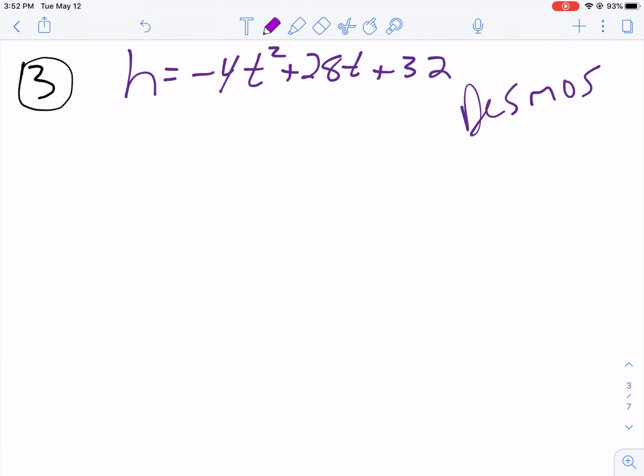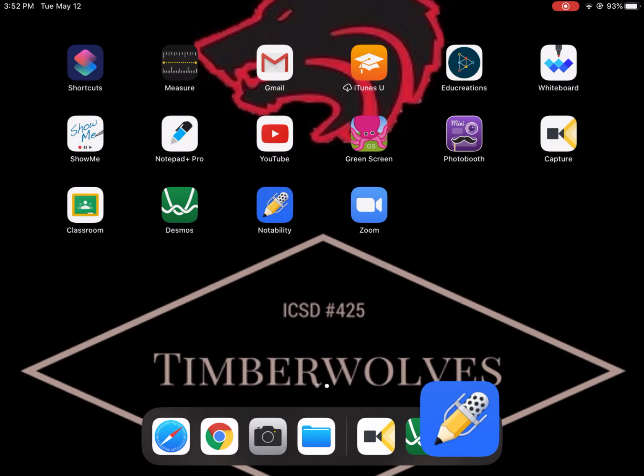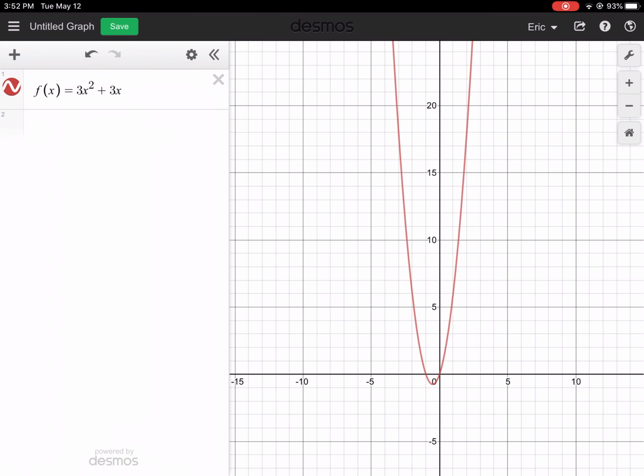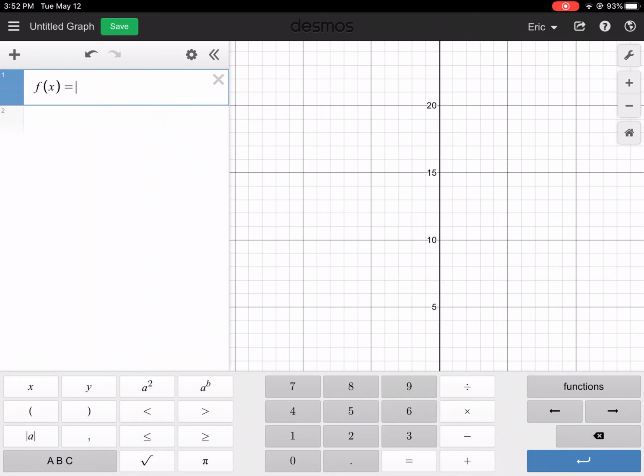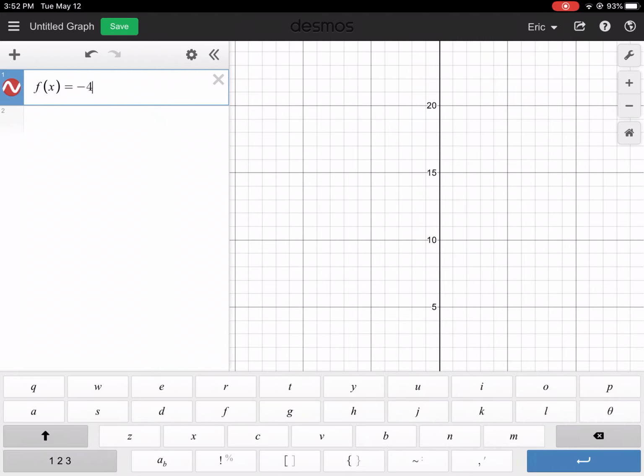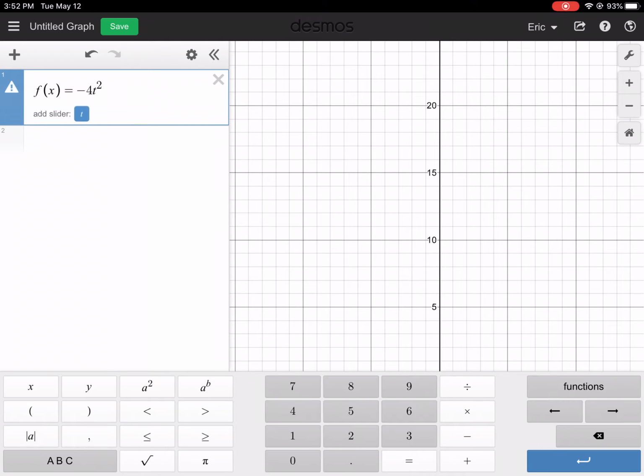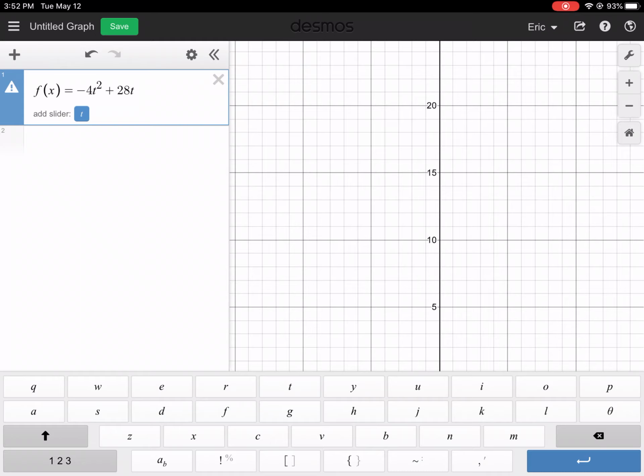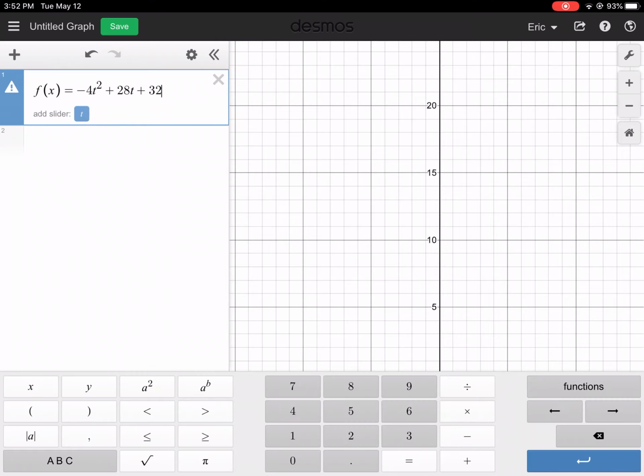So now on our next one, it's the fireworks problem. So we have h equals negative 4t squared plus 28t plus 32. Again, the easiest one on this would be Desmos. So we're going to put f of x equals negative 4t squared, I believe it's plus 28t plus 32.